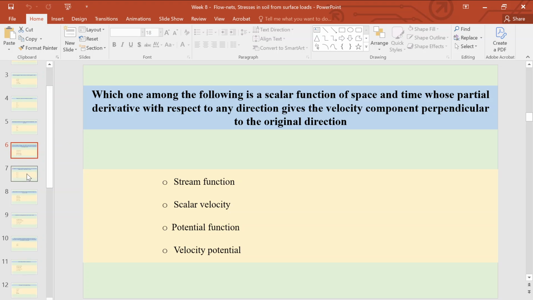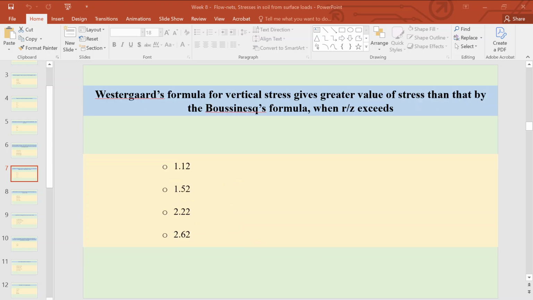Next question. Westergaard's formula for vertical stress gives a greater value of stress than that by the Boussinesq formula when R by Z exceeds. First option 1.12, second option 1.52, third option 2.22, and last option is 2.62.